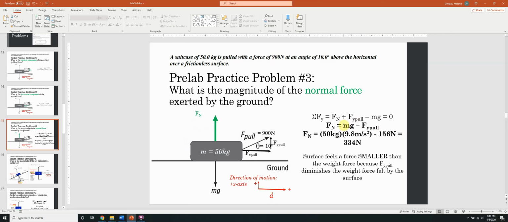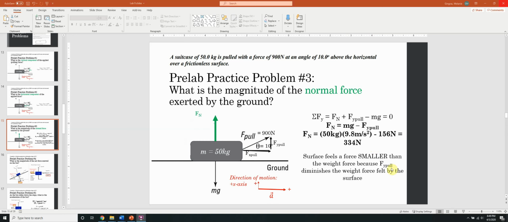We expect that our normal force is going to be less than mg. It's going to be less by Fy pull. So mg, 50 kilograms times 9.8 meters per second squared, minus Fy pull, which we already calculated, is 156 newtons. So we get that our normal force is equal to 334 newtons.